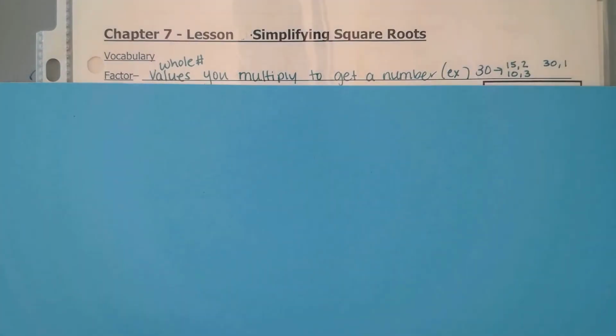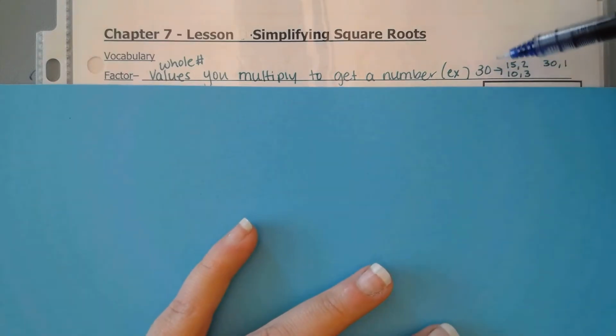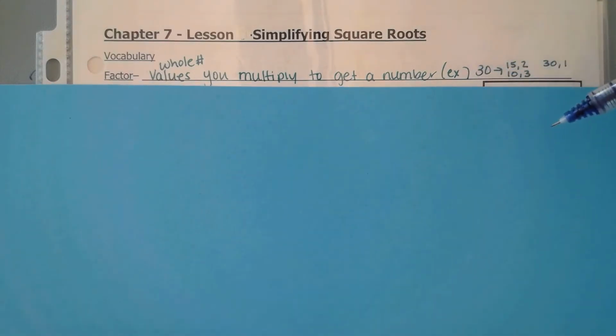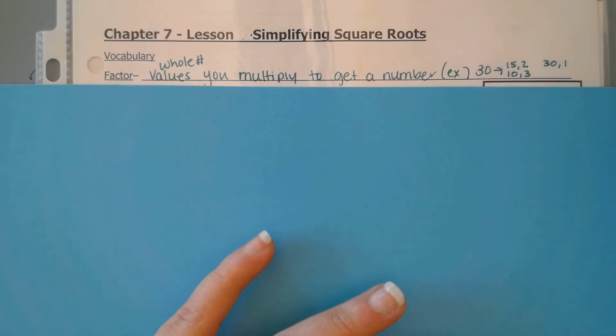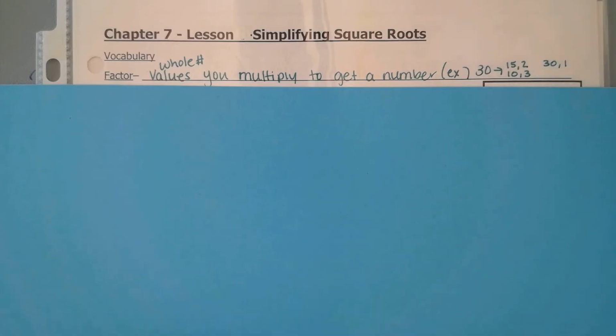A factor is a whole number which gives us the values that we multiply to get a certain number or product. So for example, the factors of 30 are any two numbers that multiply to 30, such as 15 and 2, 10 and 3, 30 and 1. Okay, the one I don't have written down here is 5 and 6. Those are also factors. So when we think about what are the factors of this number, we're just asking ourselves what whole numbers multiply to get this.